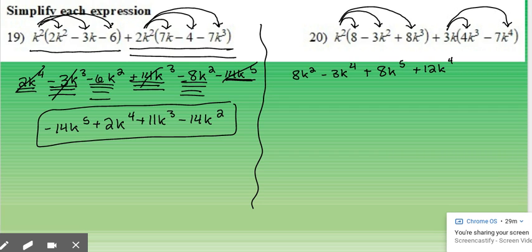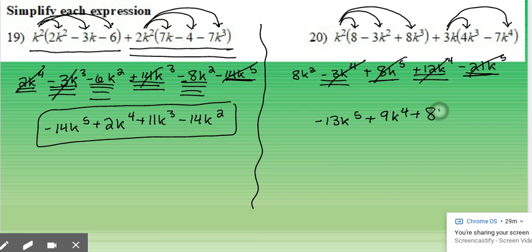3k times negative 7k to the fourth is negative 21k to the fifth. Add up my like terms. Start with the bigger ones. So the k to the fifths, 8 plus negative 21 is negative 13k to the fifth. My k to the fourths, negative 3 plus 12 is positive 9k to the fourth. And then I have positive 8k squared.